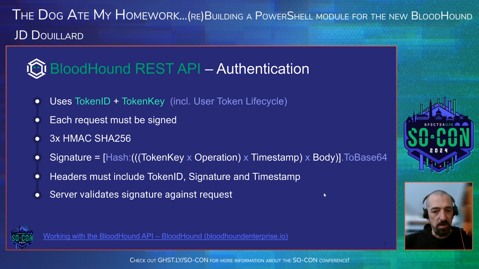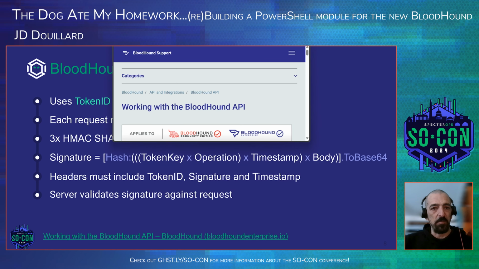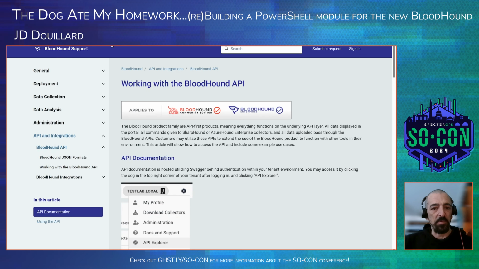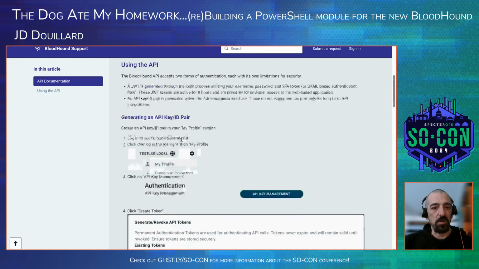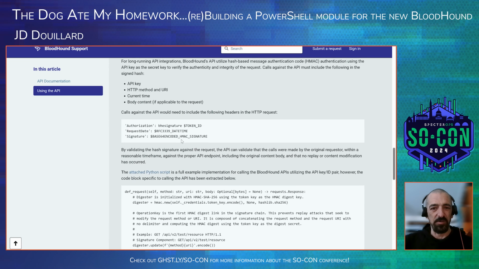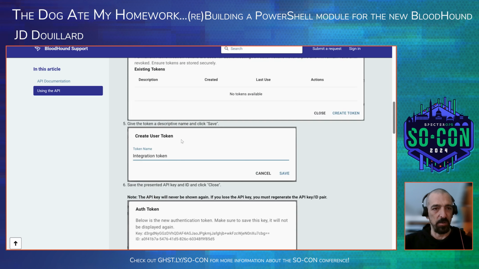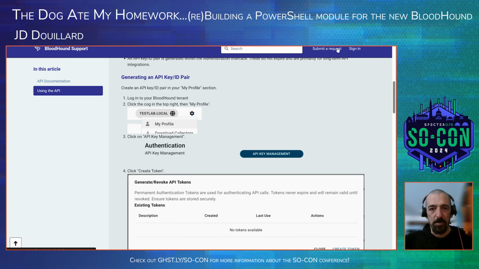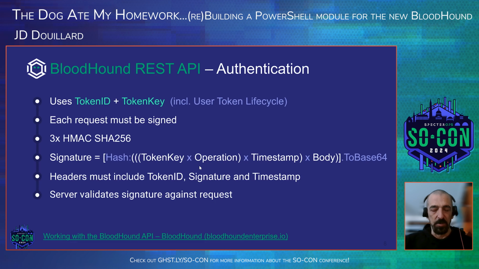I can show you here in the BloodHound documentation. Let me take that back here. So here in the BloodHound documentation, you will find example code for working with the API in Python. So if you're a Python fan, this is where you could start looking to build your own Python tooling. I'm a PowerShell fan, like I said, so I'm going to show you the PowerShell version of it.